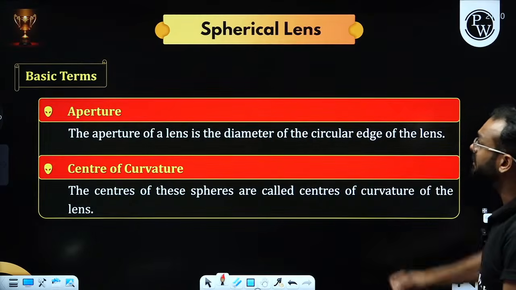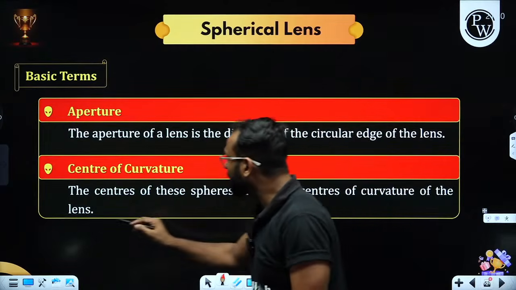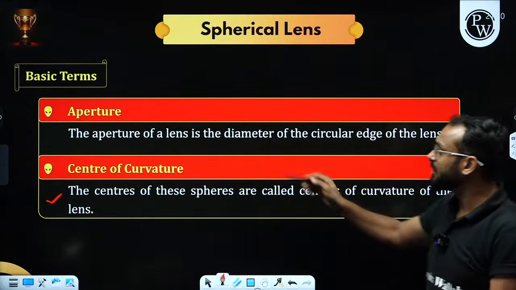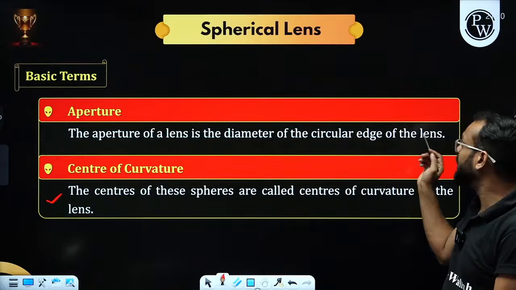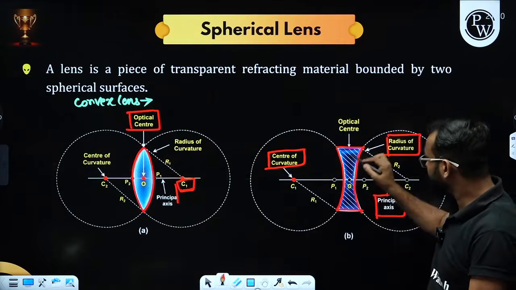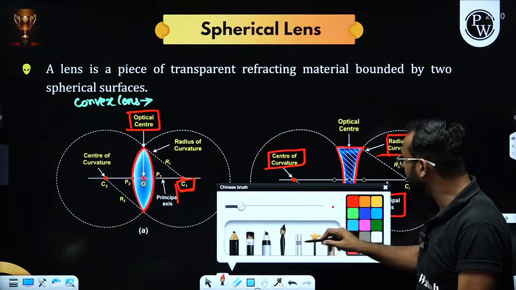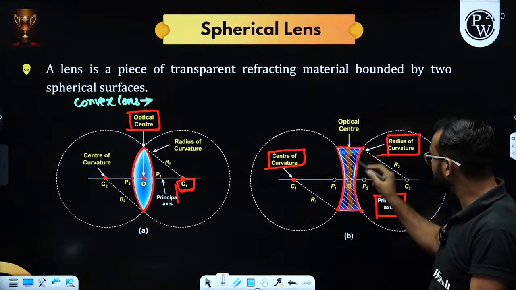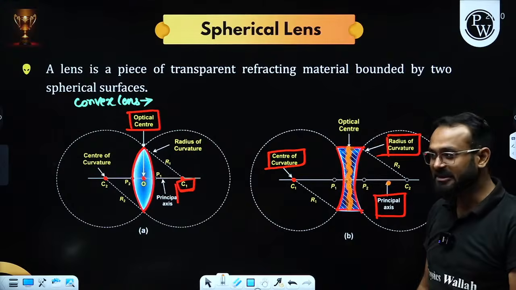Next, terminologies. Center of curvature: the centers of these spheres are called centers of curvature. Aperture of a lens is the diameter of the circular edge. This one. Where is the aperture? Here is the aperture. This distance is called aperture. Fine.